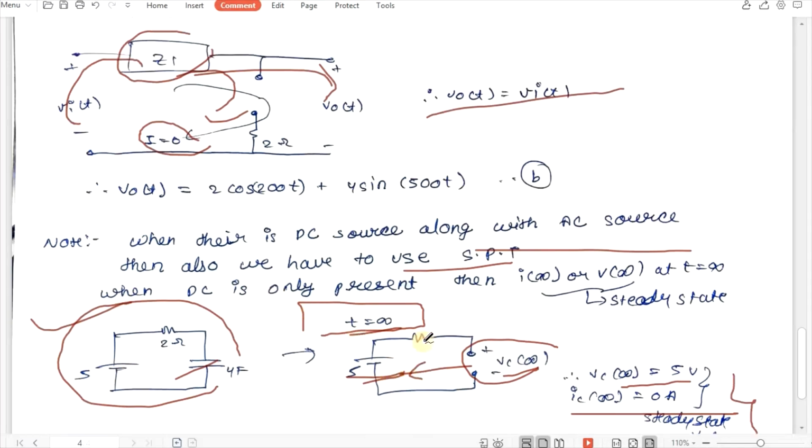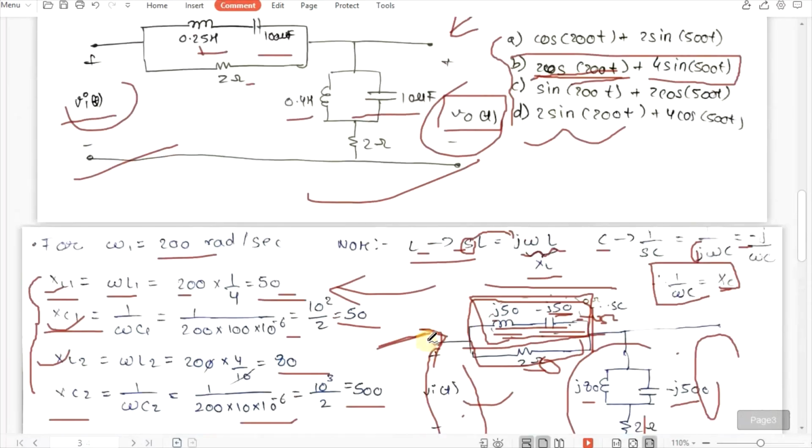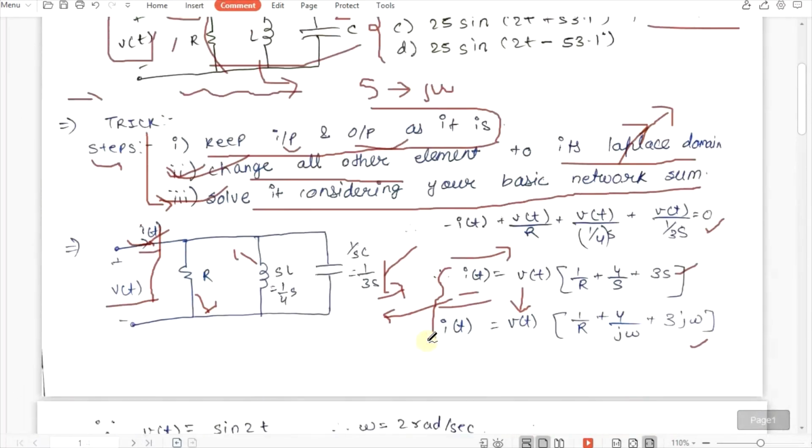So you have seen it for one omega, for two omega, and for a DC source with.